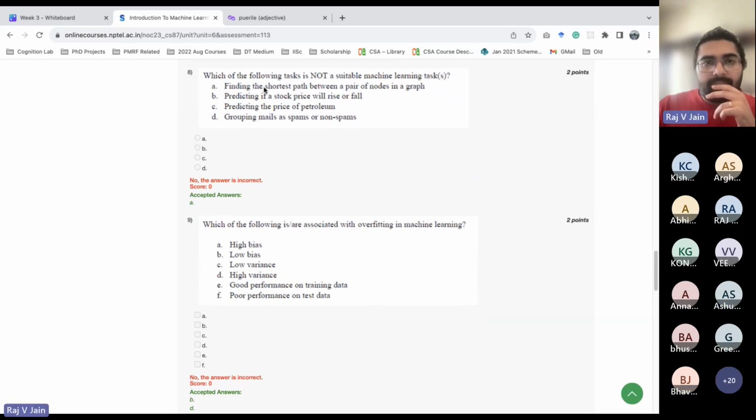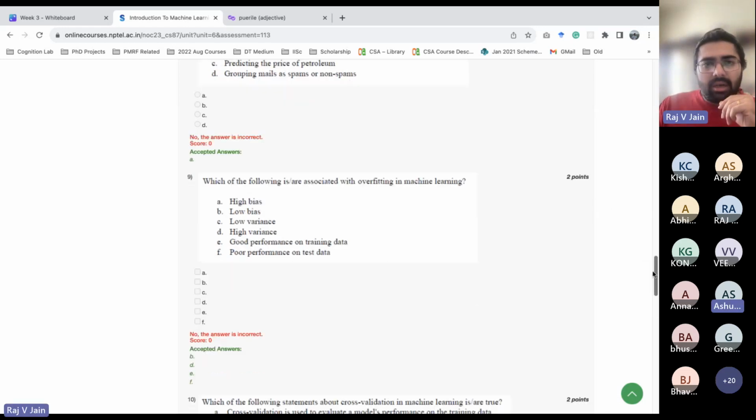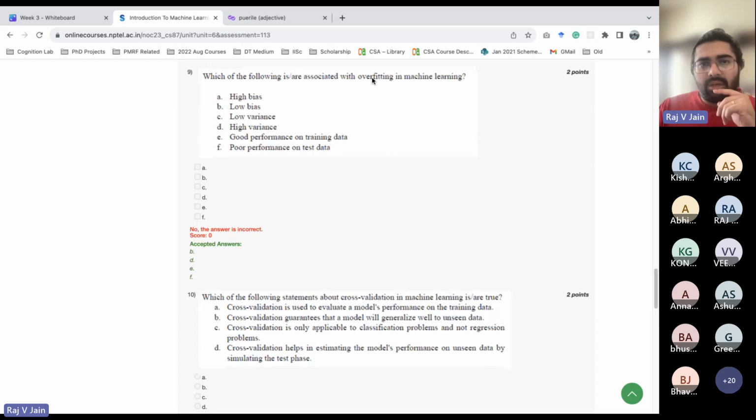All right. Eighth question. Anybody? Any thoughts? It's A, right? Straightforward. All of these are basically machine learning problems because we need to understand the patterns from the data. It's just a straightforward application of different algorithms that exist. Okay, which of the following is associated with overfitting? Who wants to take this one?